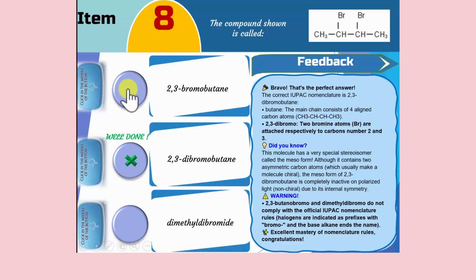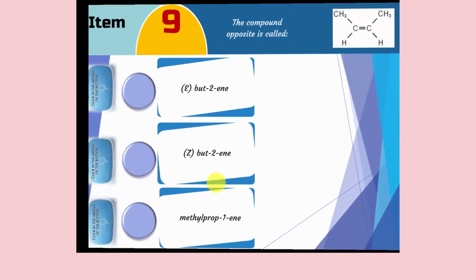The alternatives shown do not follow IUPAC naming conventions, because halogens are named as prefixes and the parent alkane comes at the end. One interesting detail is that this molecule can form a meso stereoisomer, which is non-chiral because of its internal symmetry. Excellent work applying the nomenclature rules.